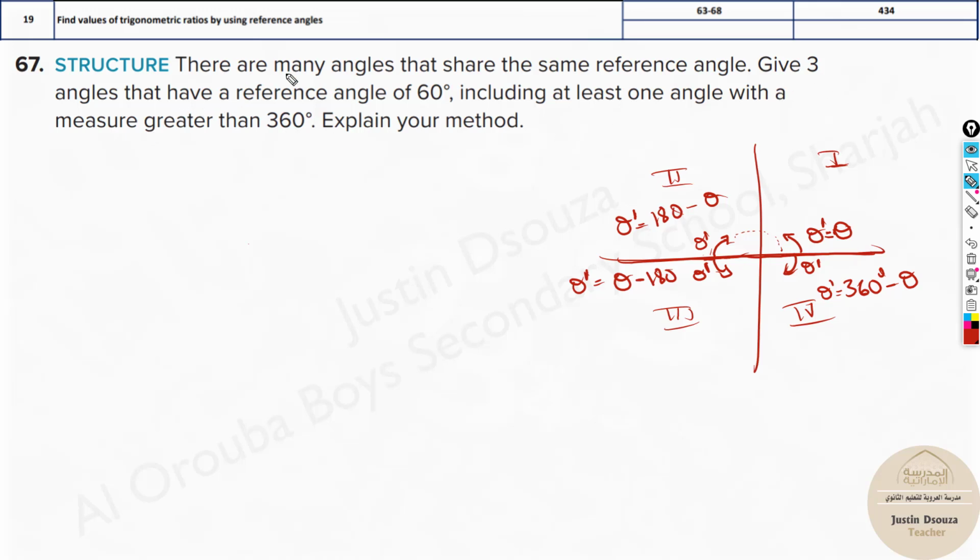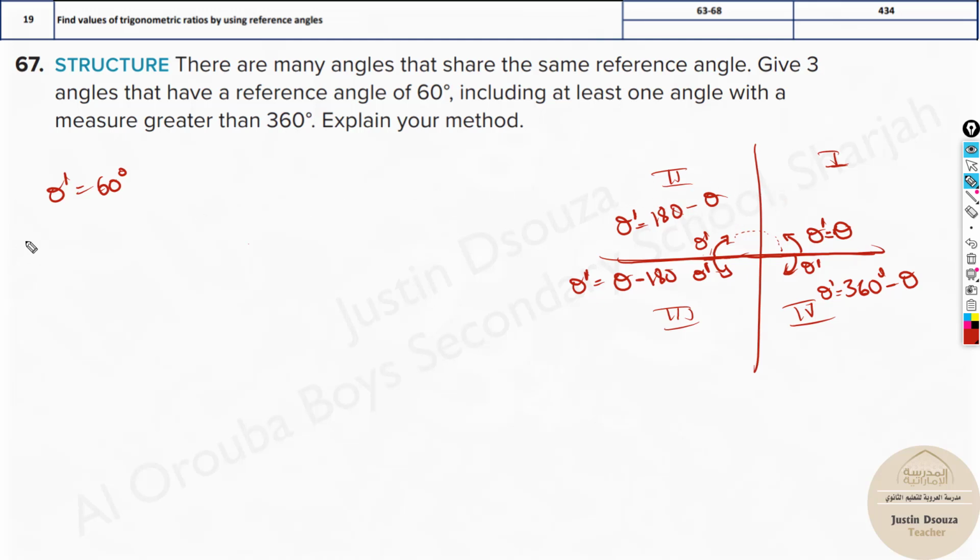Give three angles that have a reference angle of 60 degrees. They have told theta dash is 60 degrees, including at least one angle with a measure of greater than 360 degrees. We'll come to this in a while. Now they have told the reference angle of 60 degrees must be there. We need to find the angles, what will cause them.